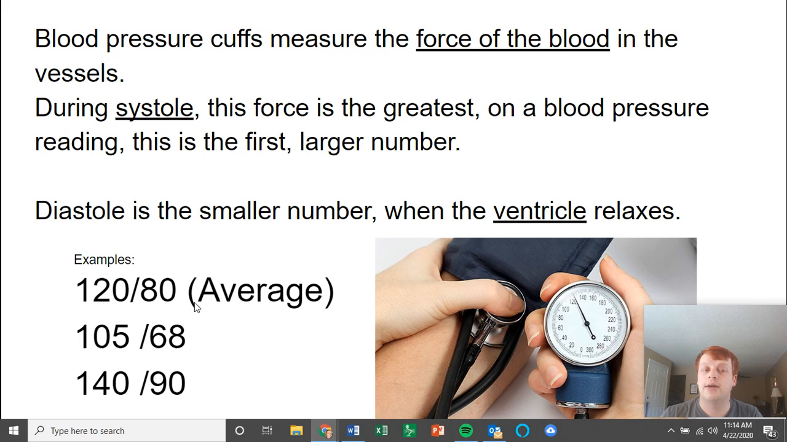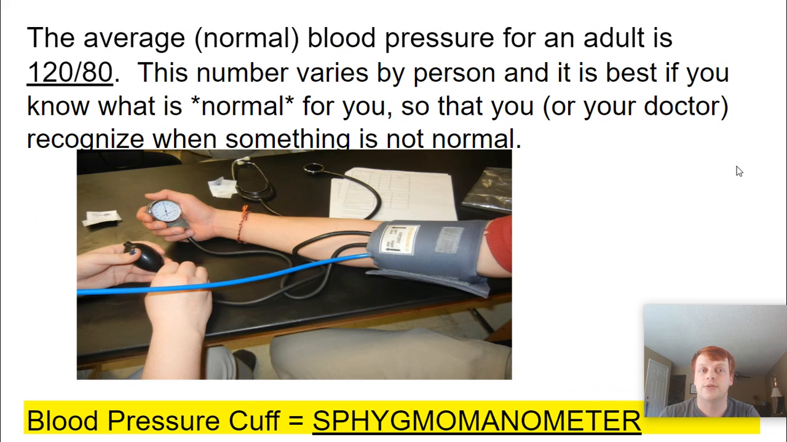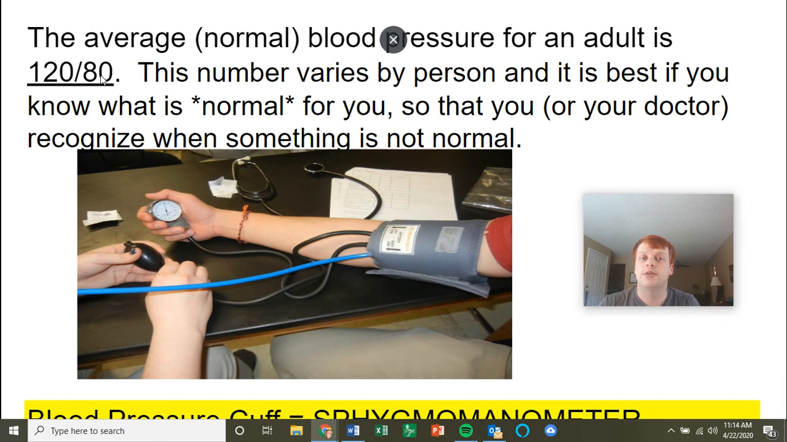So this is the average blood pressure, 120/80. These are other examples for you to see. Everyone's blood pressure is different. So if yours is different than that, don't stress about it. Again, the average is 120/80 for an adult, but that varies person to person depending on how much you exercise and other factors. So you should check with your doctor to see what's a normal blood pressure for you.